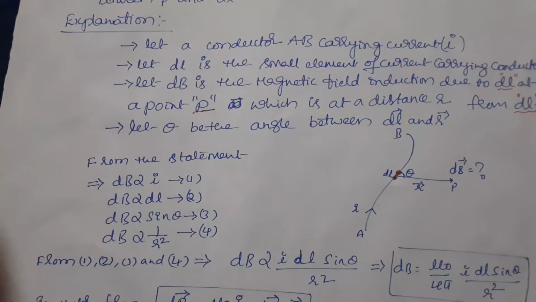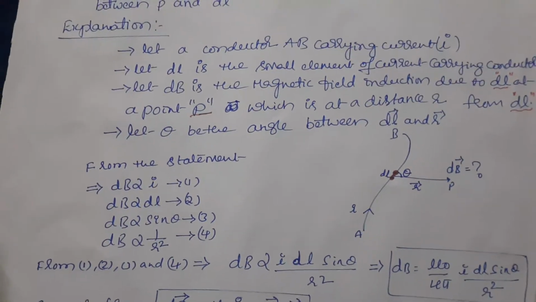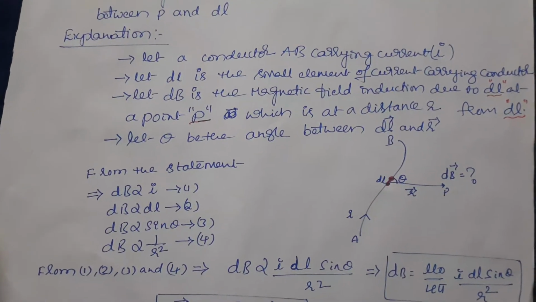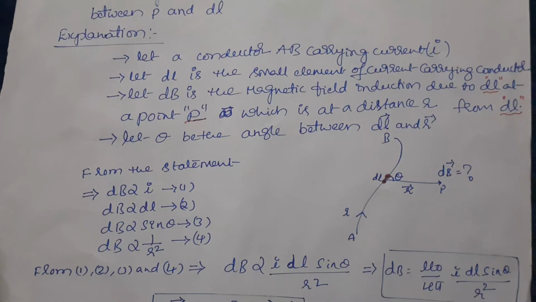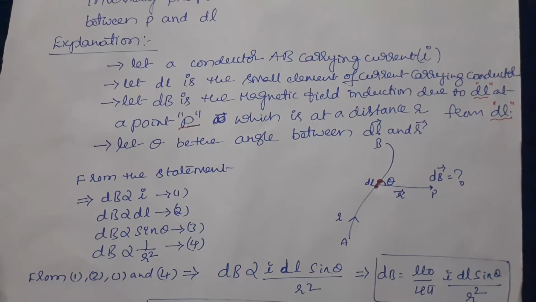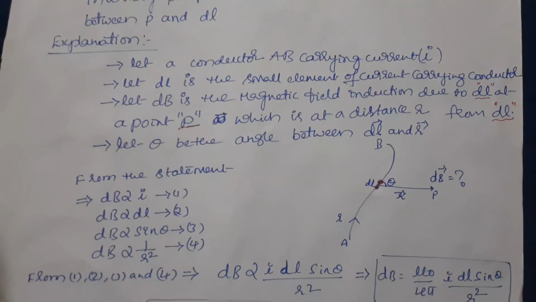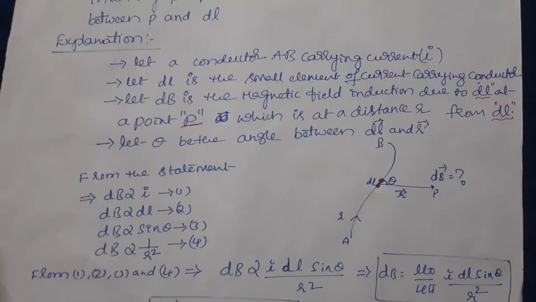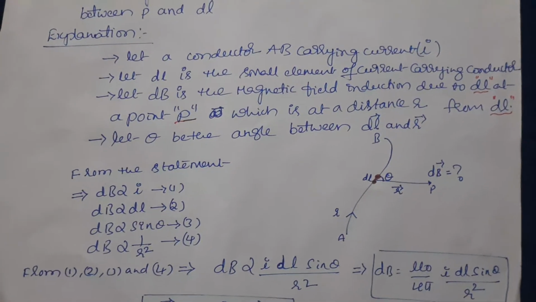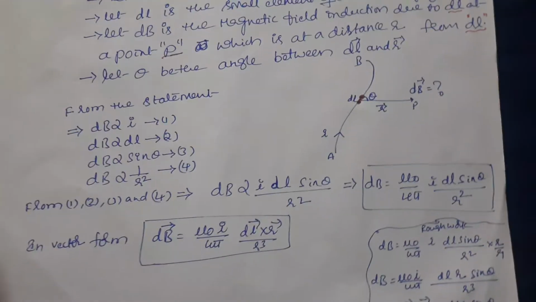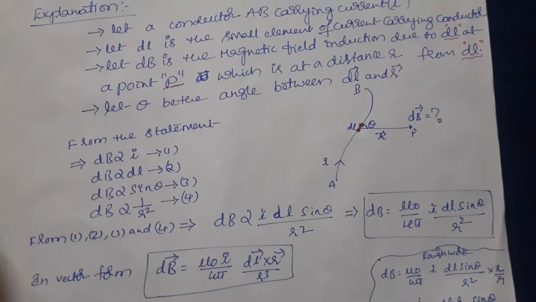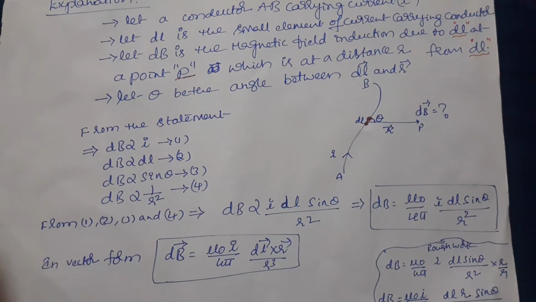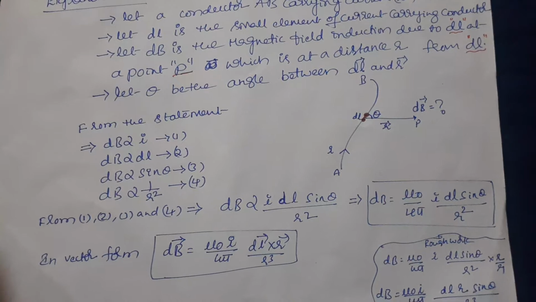So from the statement we said dB is directly proportional to the strength of the current. That is why dB is directly proportional to I. dB is also directly proportional to the length of the current carrying element dl, and the sine of the angle between dl and r bar, and dB is inversely proportional to the square of the distance. So combining these four, the proportionality symbol is common, that is why dB is directly proportional to I dl sin theta by r square.